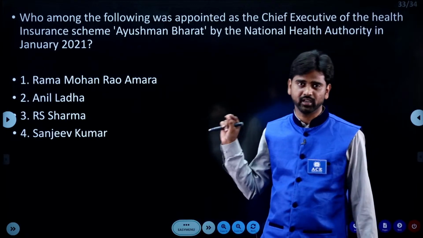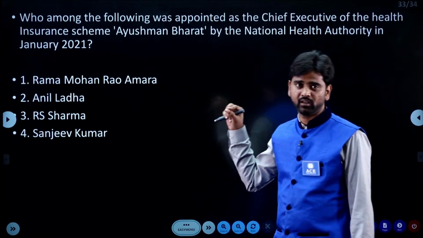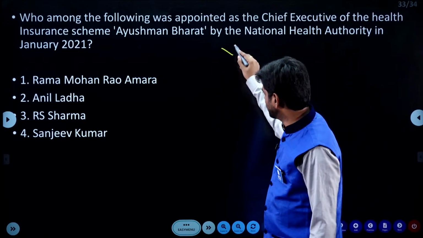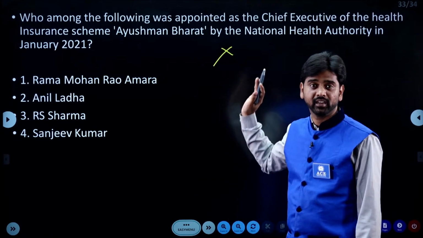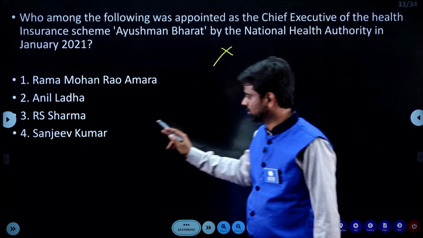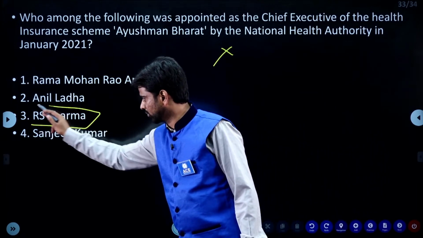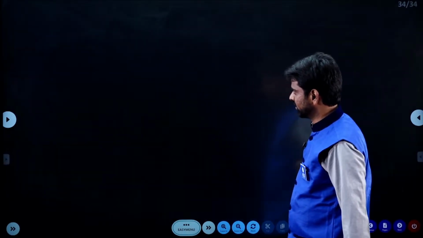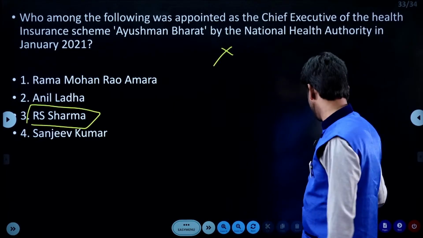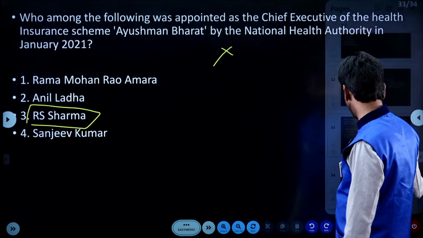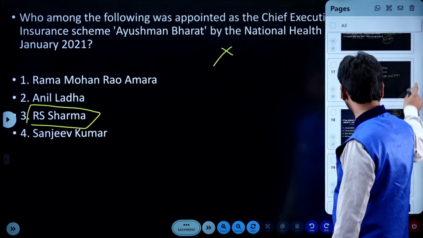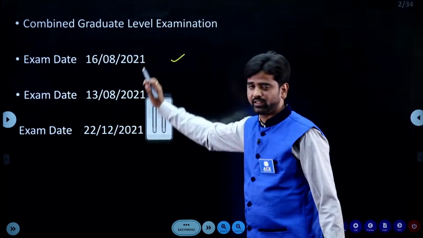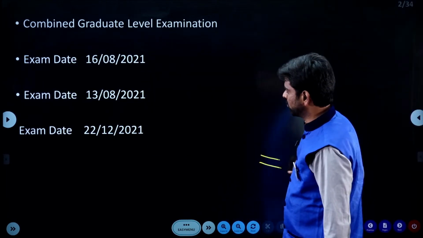Since it is related to current affairs, I'm just giving a brief idea that you have to concentrate on current affairs also. It is not directly linked to economy, but it is related to current affairs. And the answer is R.S. Sharma. Since it's a factual question, I think it's very easy for you to understand. Please focus on the appointments. I'm just concluding with this question, guys. So the questions which we have discussed during this August and December in 2021.